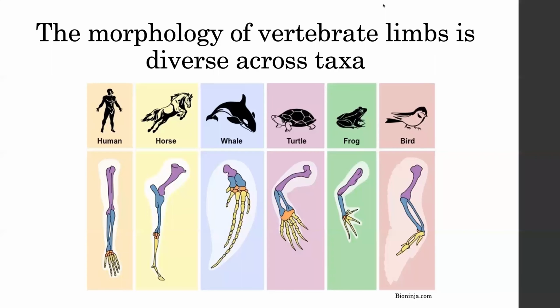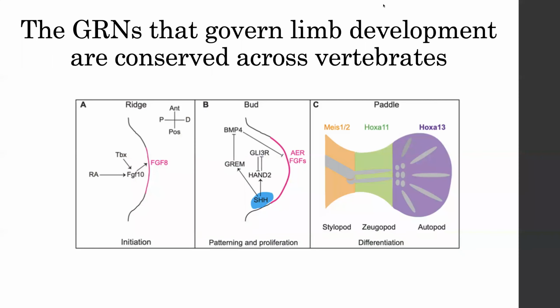I'm sure it comes as no surprise to anyone that the morphology of the vertebrate limb is pretty diverse across species. However, when you zoom in to the gene regulatory networks that are driving limb development, you see high conservation with three key developmental stages: the ridge, the bud, and the paddle, shown here.